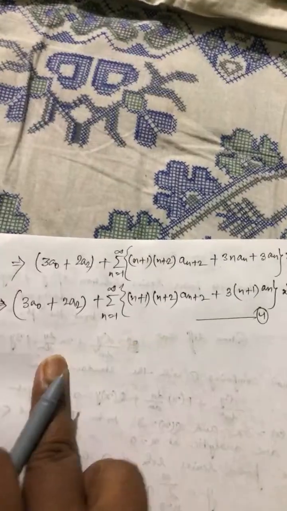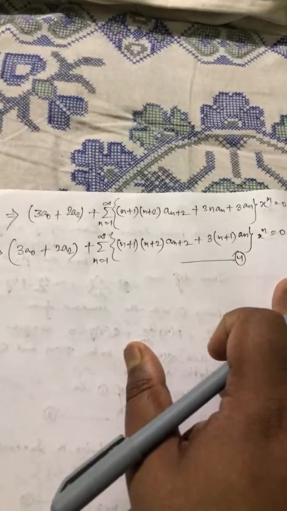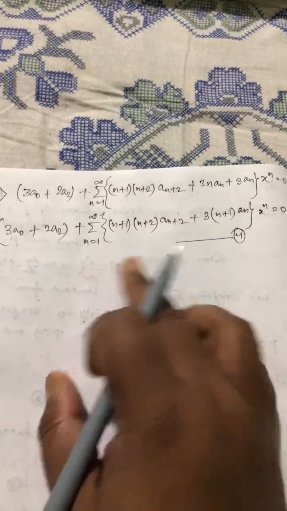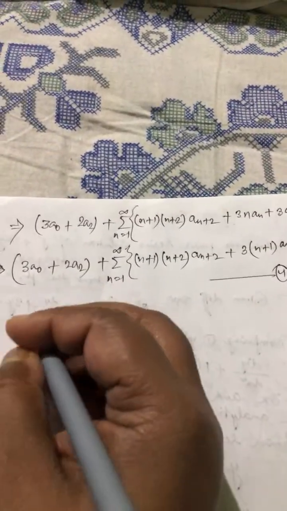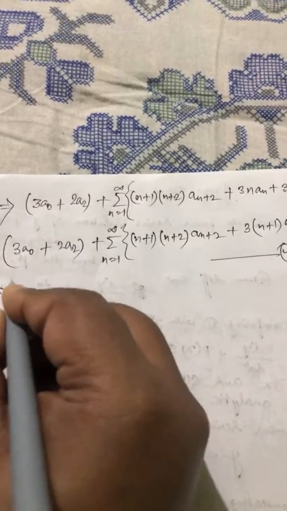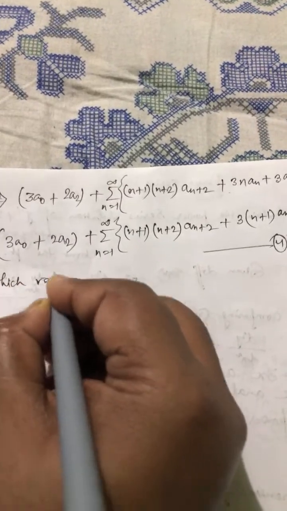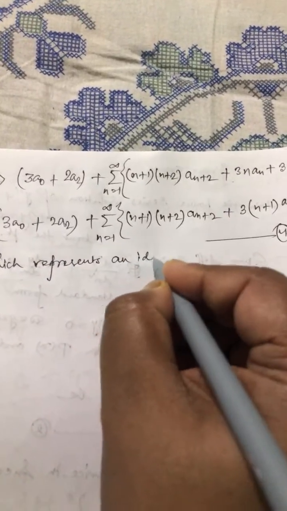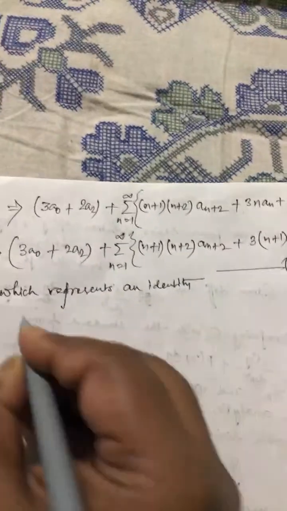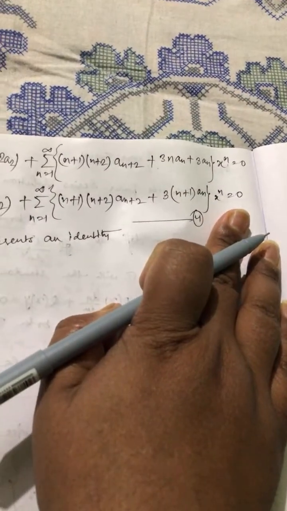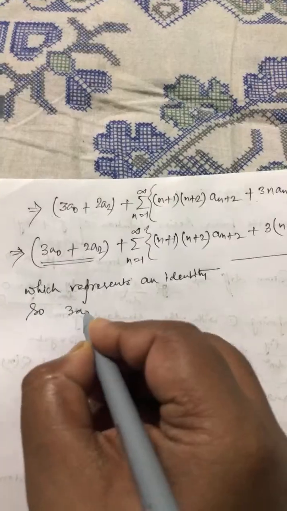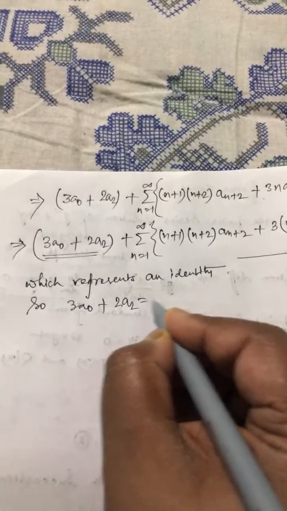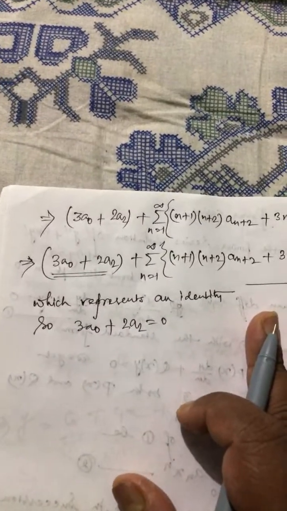As I told you in the previous class also, this is nothing but a mathematical identity. So if this is a mathematical identity, you can say it represents an identity. So this is the constant term. The right hand side constant term is what? 0. So 3a naught plus 2a2 should be equal to 0.